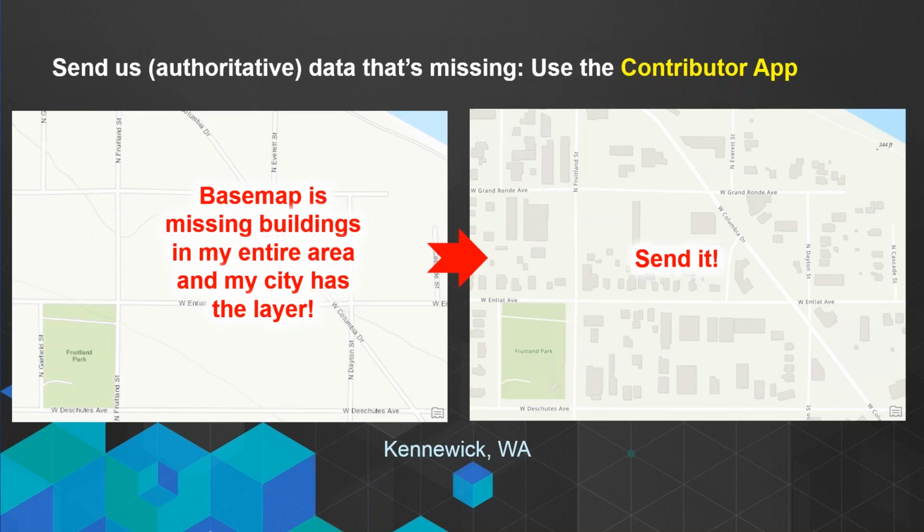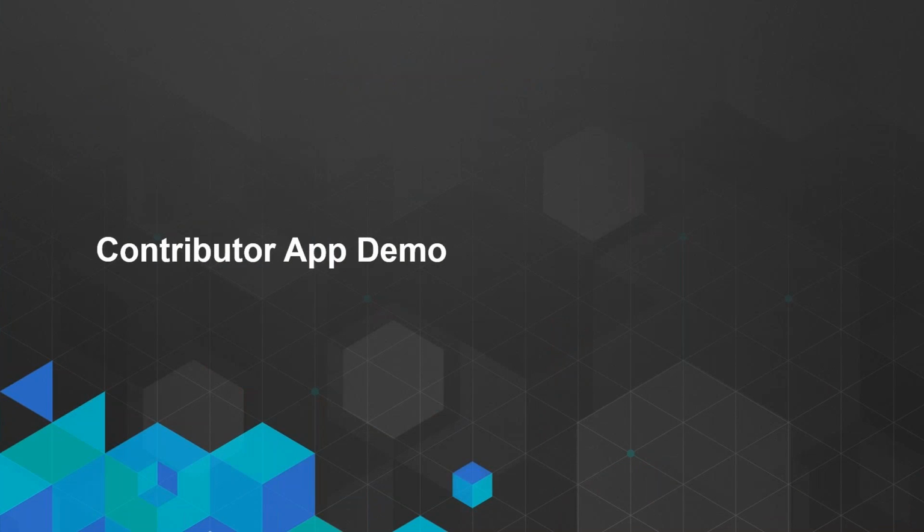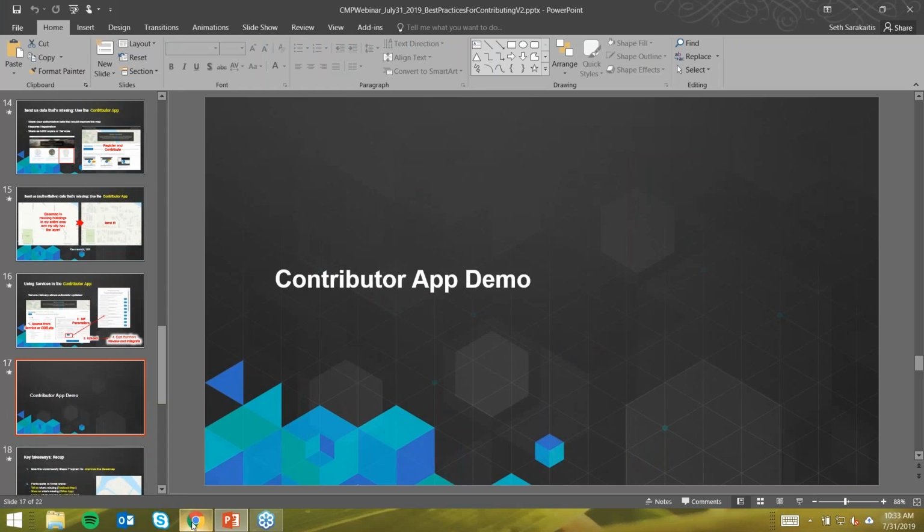So the steps in general here, and again, I'm going to walk through a little demo, is you register and then you log into this contributor app. You say where you want to source your layer from. You tell us about the layer through the parameters or the properties. You upload the data, and then once we get it, we take a look at it, review it, integrate it, and then eventually publish it into the base map. So that's the general step. What I want to do is just jump out of this and do the demo.